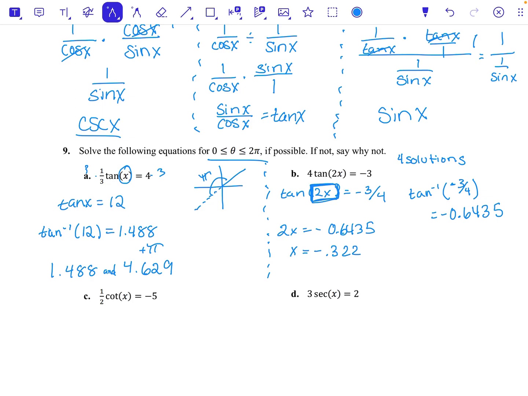But tangent here has a period of pi over 2. And so I could figure out my next solution by adding pi over 2 to this. And that would get me sort of my next solution along the way. I could add pi over 2 again, and I would get my next solution. That's one way to look at it.